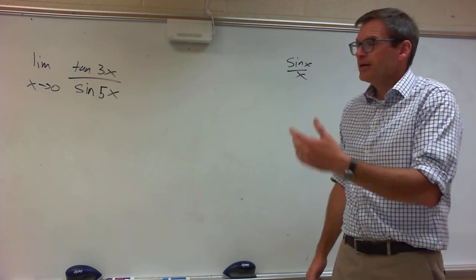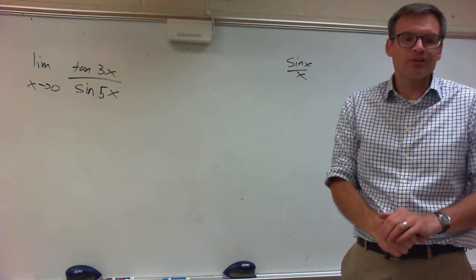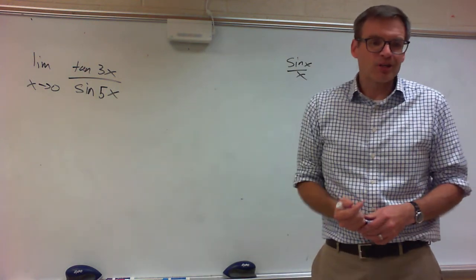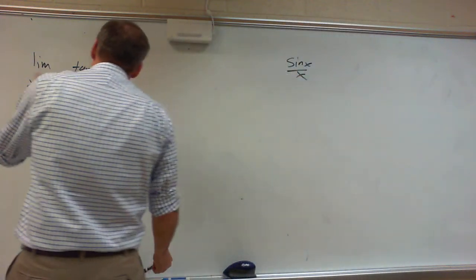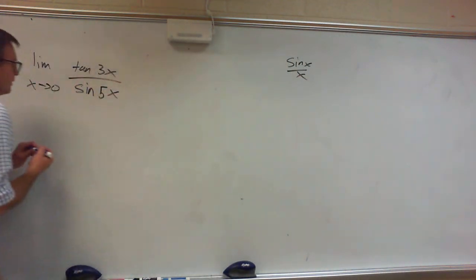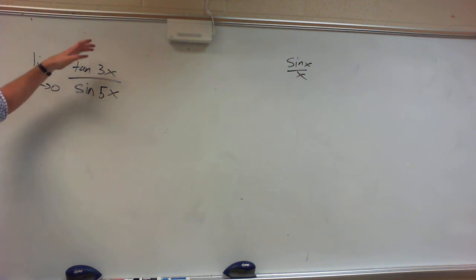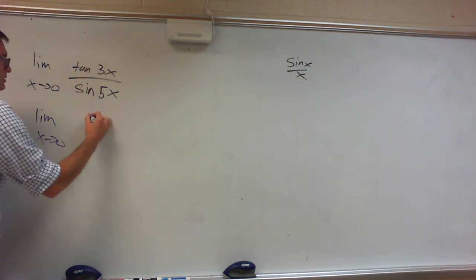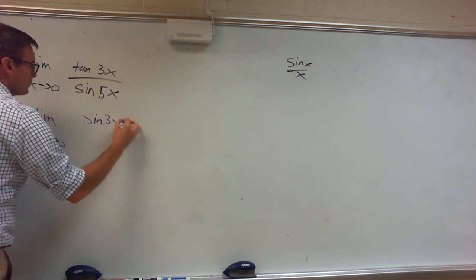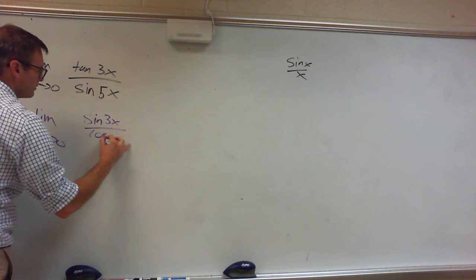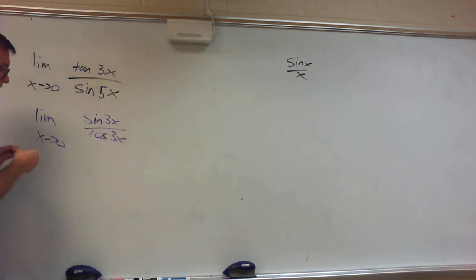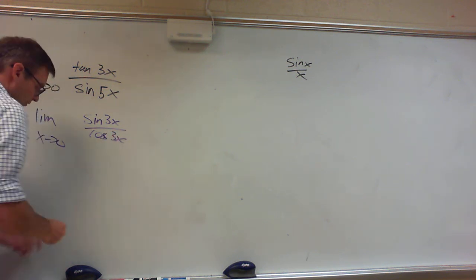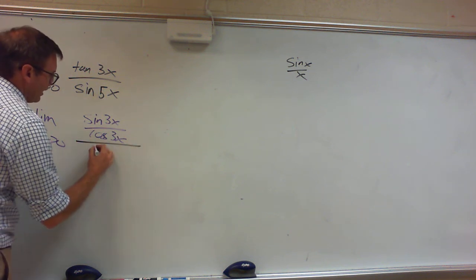So, what do you do with trig? Well, all that fun stuff with the identities, you have to use it here. So, I'm going to break this apart. I know tangent is sine over cosine, so I can write this as the limit as x goes to 0. Well, tangent's going to be sine of 3x over cosine of 3x. And then we still have that sine of 5x on the bottom.